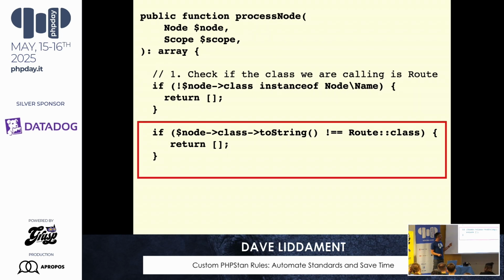So the next question we're asking is, is it an instance of Root? And if it isn't, we'll exit because we're not interested in that. We're only interested in static calls on the Root class. Kind of makes sense? Yeah? Yeah.